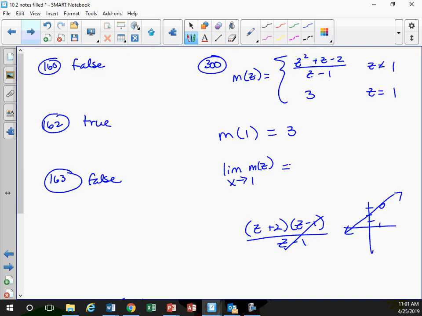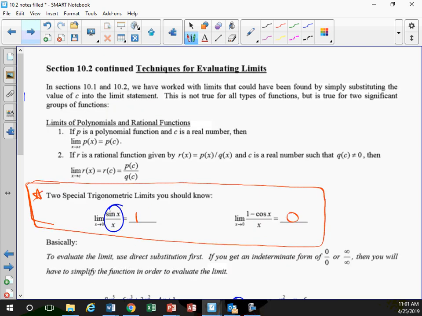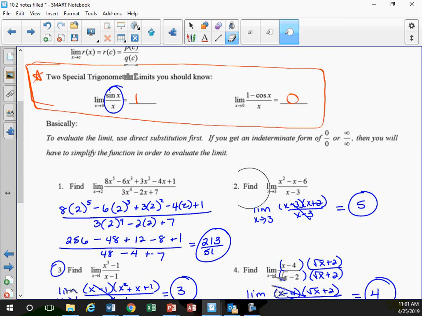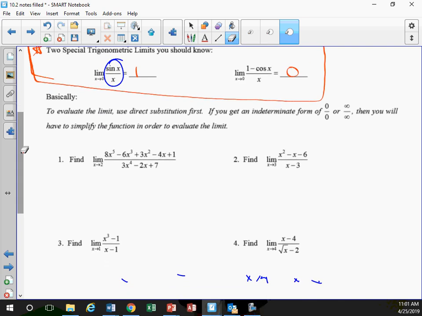Okay. So let's get to your actual notes. Okay, guys. So first thing you're filling in for me, and then I'll start erasing. So the one we just talked about, as x approaches 0, sine of x over x, that limit is 1. If it happens to be the limit as x approaches 0 of 1 minus cosine of x over x, that is 0. Those are the 2 you have to know.